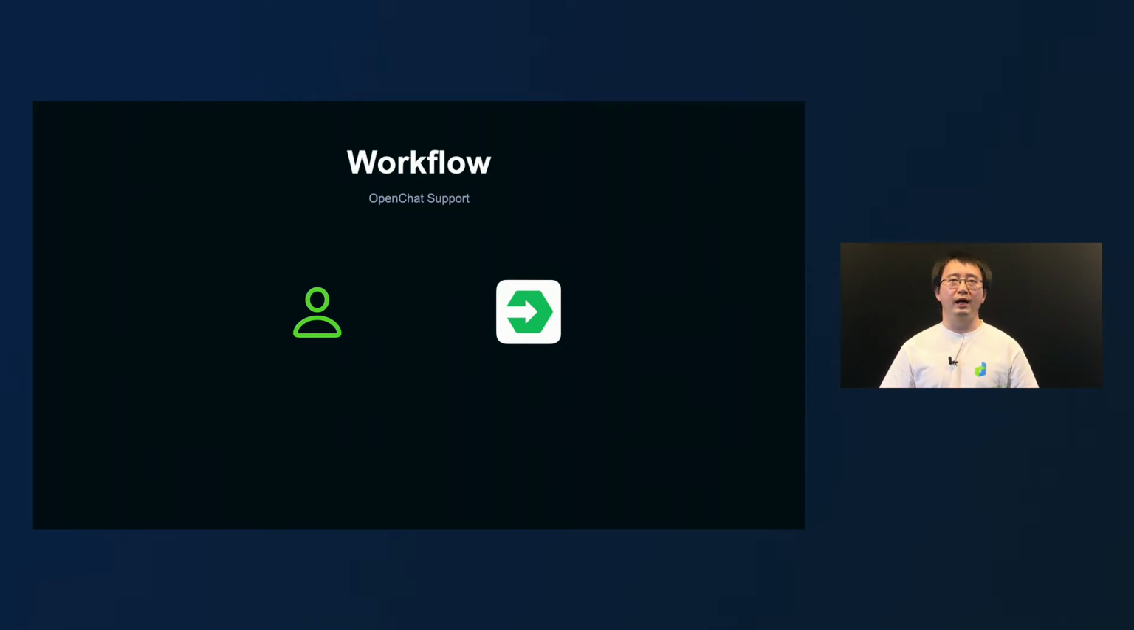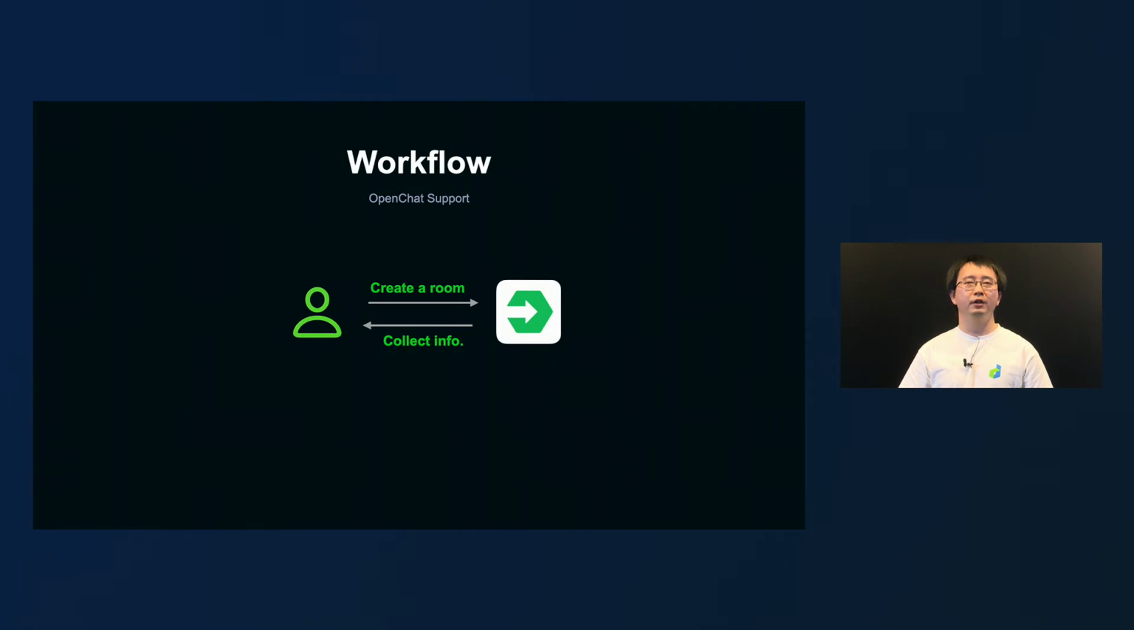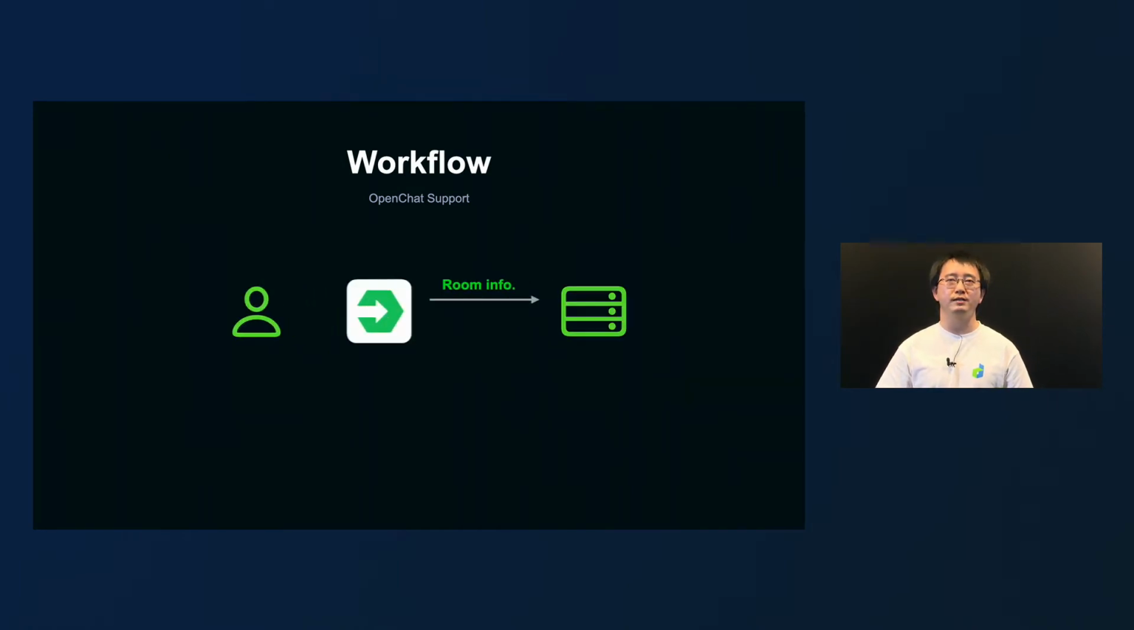When your user wants to create a room, it tells LINE SDK, maybe with a button. And LINE SDK takes the responsibility of collecting some information from the user. LINE SDK brings up this kind of beautiful form to collect the room name, description, and category of the room. After LINE SDK gets this information, it sends it to LINE server. And LINE server creates a room and returns the room ID and URL.